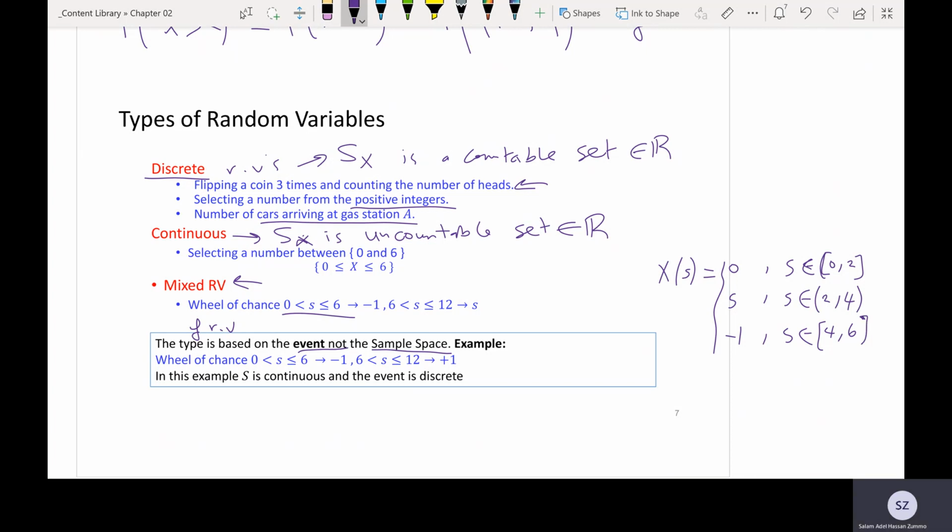So basically, I run the wheel, and whenever it stops, if it stops between 0 and 2, I say the random variable is equal to 0. If it stops between 4 and 6, I say it's minus 1. If it stops between 2 and 4, I give it the number where it stopped. In this case, the random variable can take discrete values, 0 and minus 1, and also continuous values between 2 and 4. This is a mixed random variable, where it takes discrete values as well as continuous values.